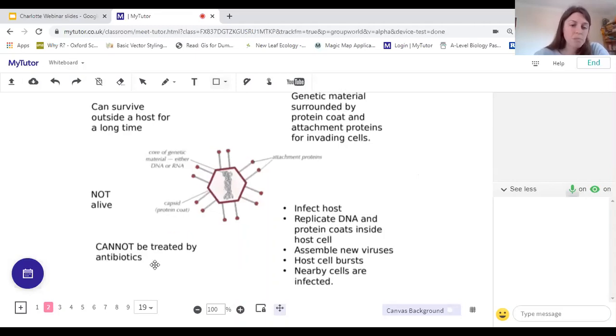They can't be treated by antibiotics. The reason for that is that because they're within a cell and antibiotics target foreign cells, antibiotics don't detect a virus usually, and antibiotics are for bacteria and viruses aren't bacteria.